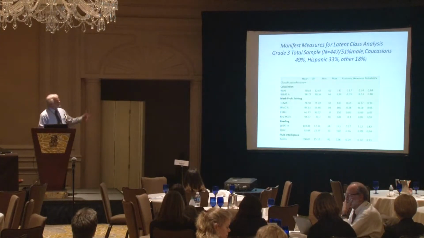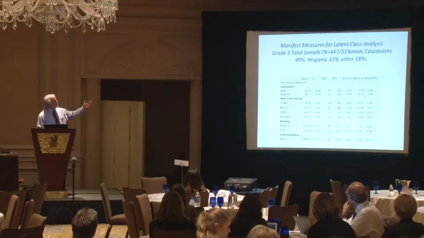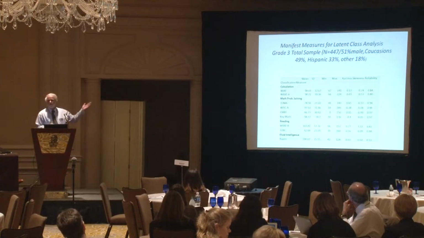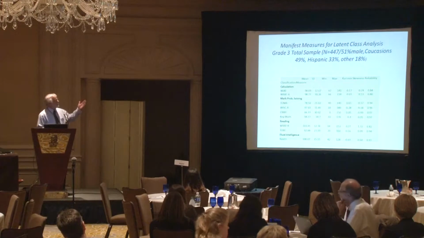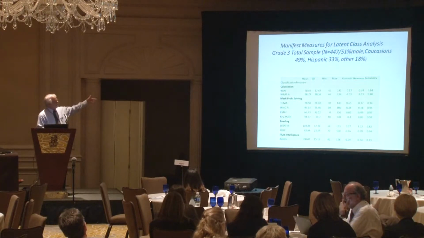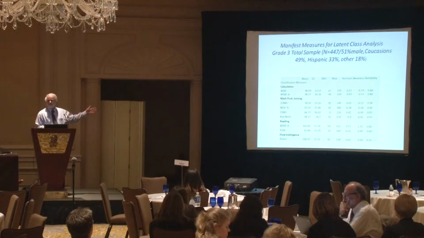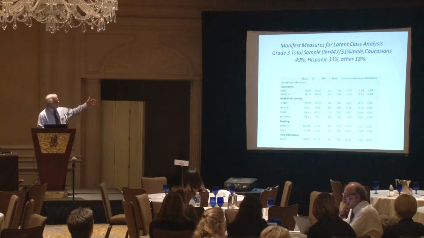In my data set, so I have my manifest variables. I have almost 450 kids. I'm focusing on grade 3 in this particular case. I'm looking at calculation. These are the variables that I'm going to use to determine my latent classes. I have the Wide Range Achievement Test, the WRAT, and then I have 4 problem-solving measures.